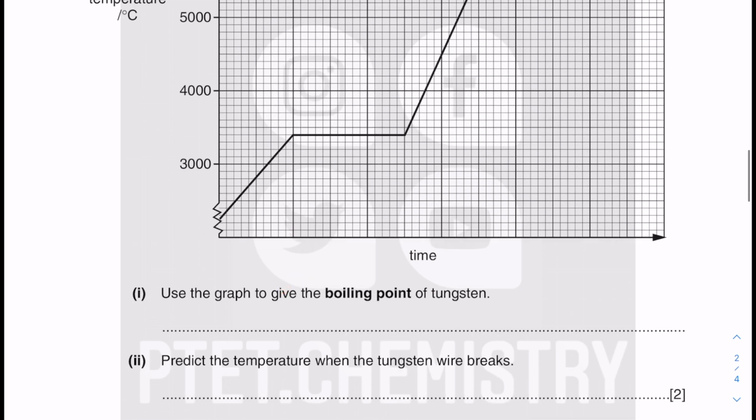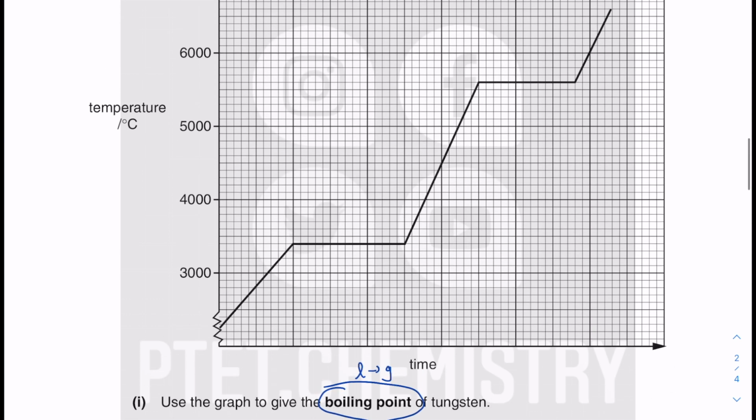So use the graph to give the boiling point. Boiling point is liquid going to gas. This is a heating curve. So you go from solid. So here will be solid.